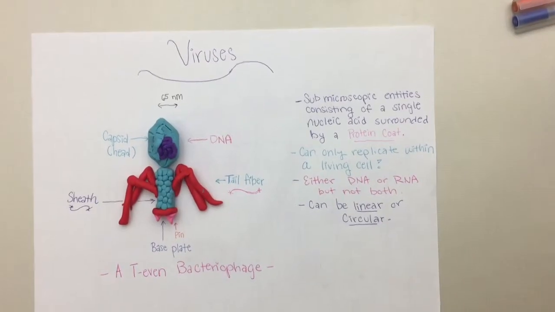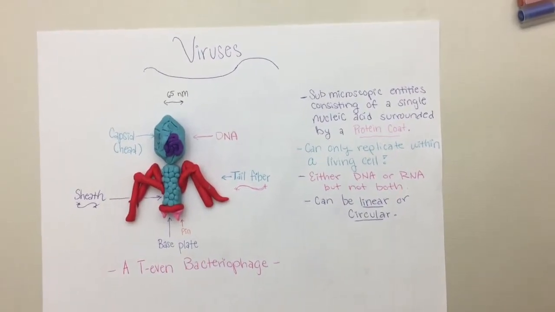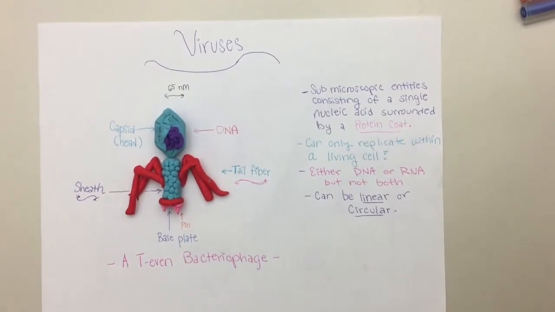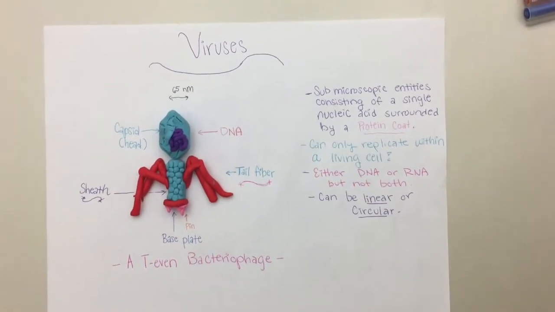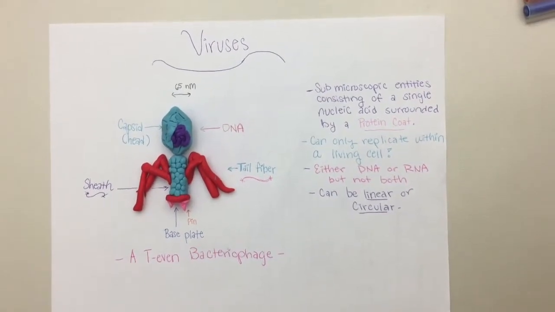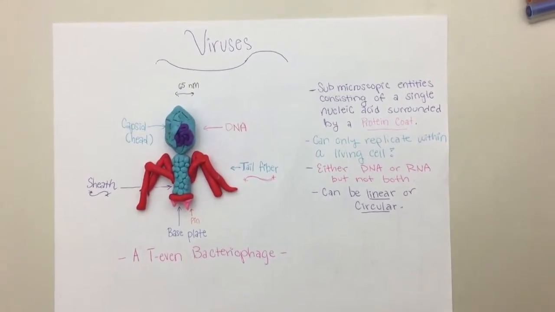Viruses are submicroscopic entities consisting of a single nucleic acid surrounded by a protein coat. They can only replicate within a living cell. They can either be DNA or RNA, and they can be linear or circular. They are not cells and they are not alive.